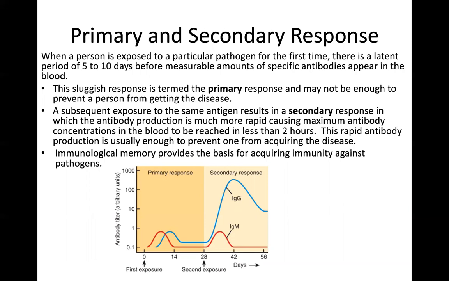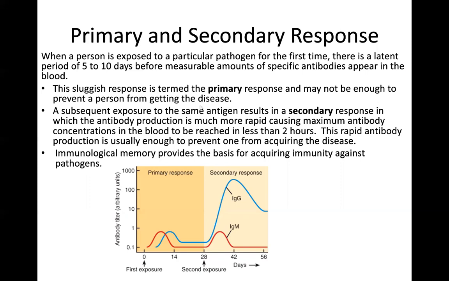When you are first exposed for the very first time, you've never been exposed to that virus, it takes about 5 to 10 days before our body really starts pumping out antibodies to protect you against that. Well, that's a pretty significant amount of time, and it's not a quick enough response in many cases to prevent a person from getting sick, from getting the disease. And we call this sluggish response the primary response.